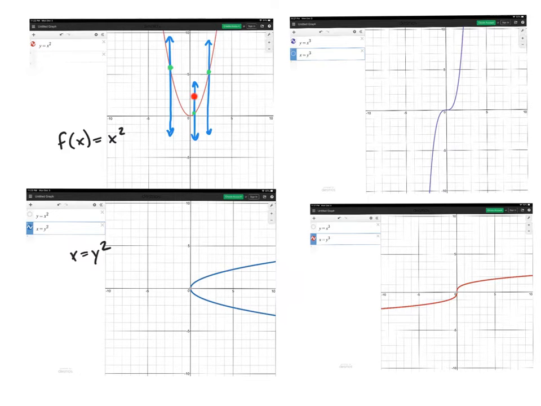So this is clearly a function. One input, one output. But this, where we switched all of the x's and made them y's, and all the y's and made them x's, is not a function. It doesn't pass the vertical line test. If I draw a vertical line right here, there are two outputs for one input.